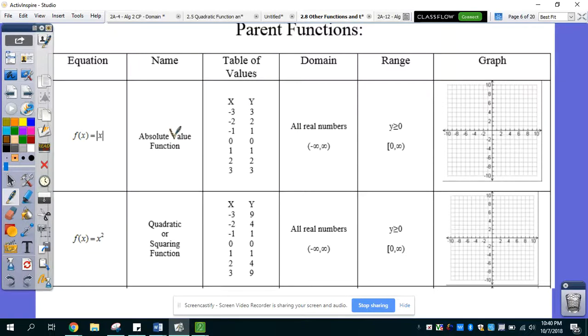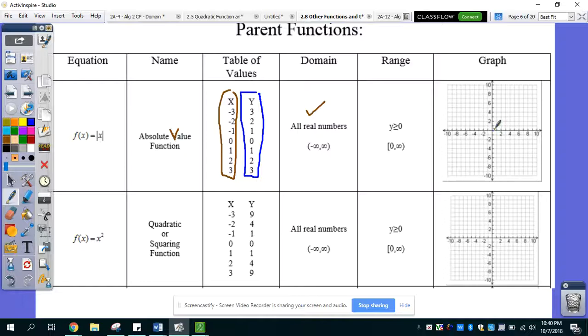Absolute value should give you a V shape, and you will see the value of x here could be negative or positive. That's why the domain is all real numbers. And the y from a will always be positive, because any value of x will generate a positive value from an absolute value. So the range is from zero to positive infinity.